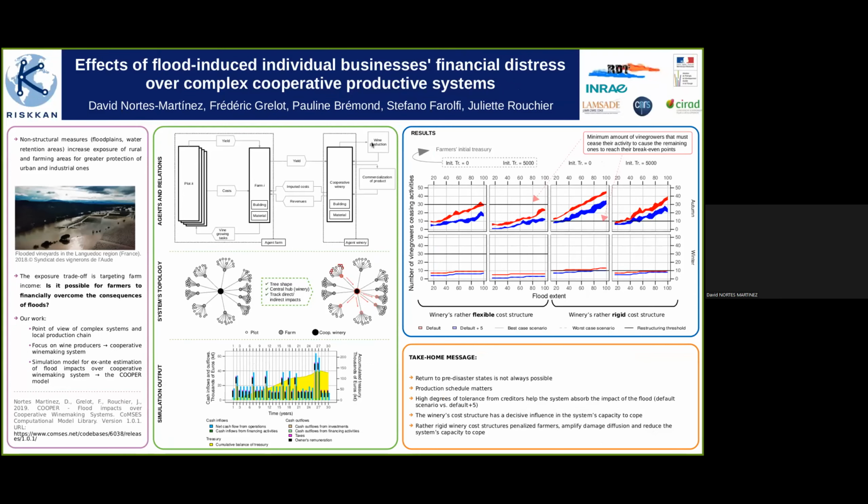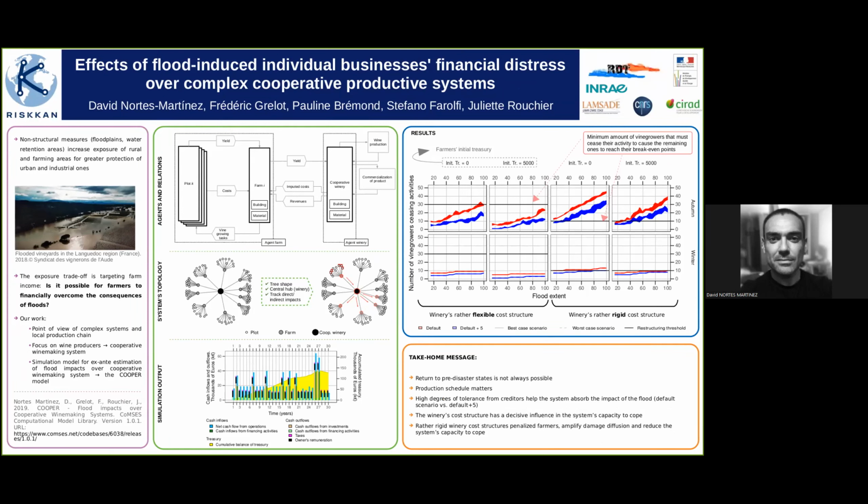Thank you very much. Good afternoon to everybody. I'm David Nortes, postdoctoral researcher at INRAE, Montpellier in France. Non-structural flood control measures, such as floodplains, are being implemented to protect urban and industrial territories. However, this is increasing the exposure of rural communities and transferring risk to agricultural areas whose revenues depend on land productivity. Now, financially speaking, can those local communities and productive systems overcome the impacts of floods over their livelihood?